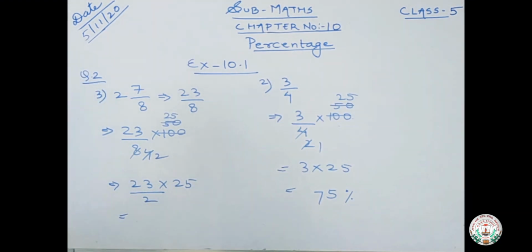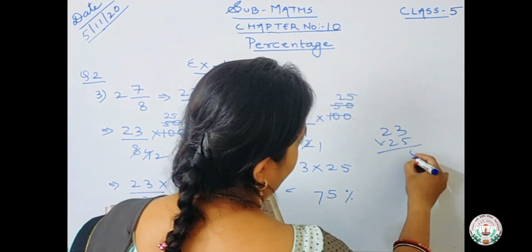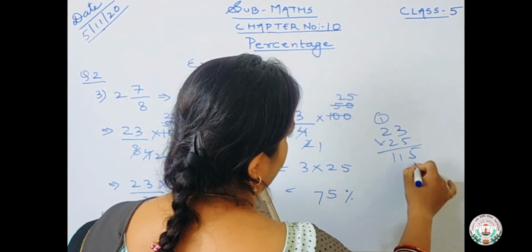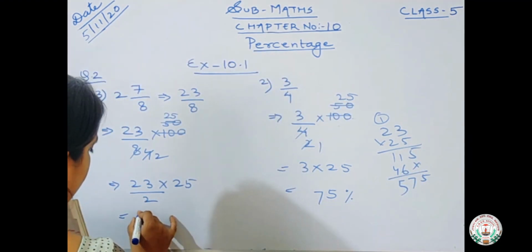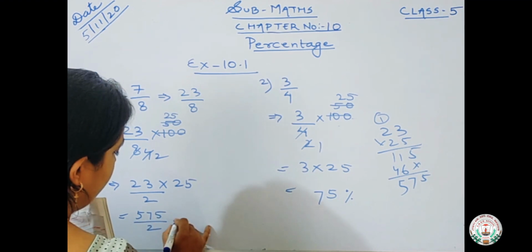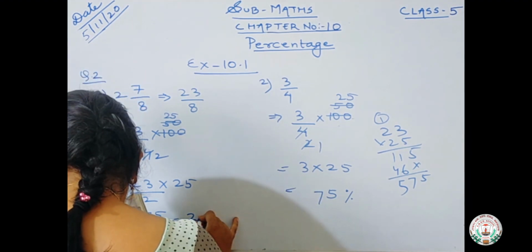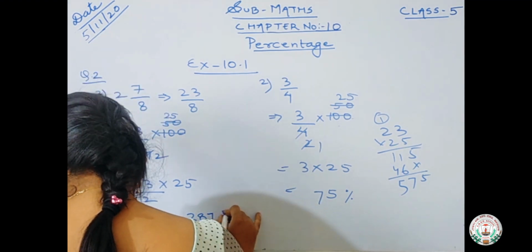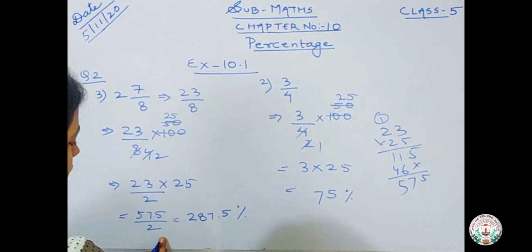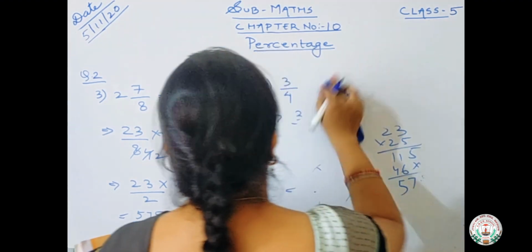First we will just multiply 23 into 25. What will you get? Multiply in rough here. 23 into 25. 5 3s are 15, 5 carry 1, 5 2s are 10, 11, 2 3s are 6, 2 2s are 4, 575. 575 upon 2. When you divide it by 2, what will you get? 287.5%. Okay.